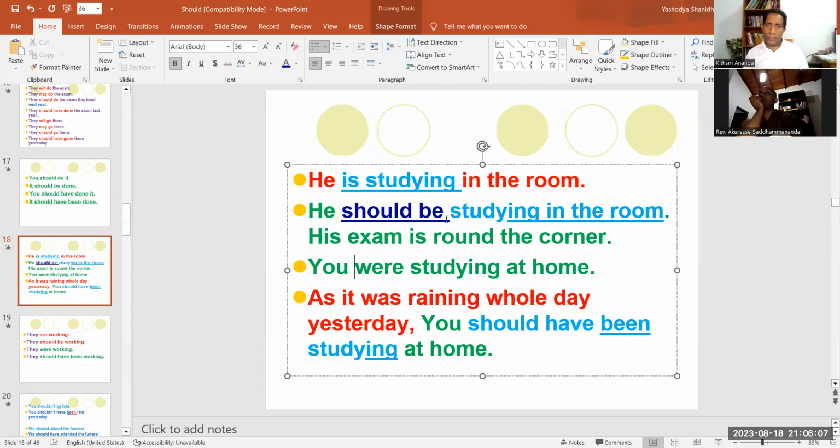as it was raining the whole day yesterday, you should have been studying at home. What? You should have been studying at home.